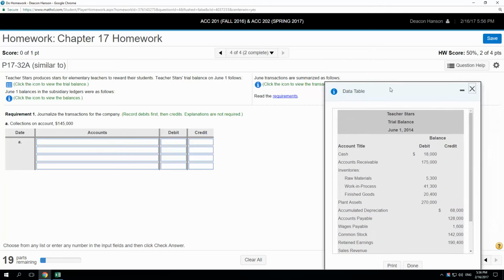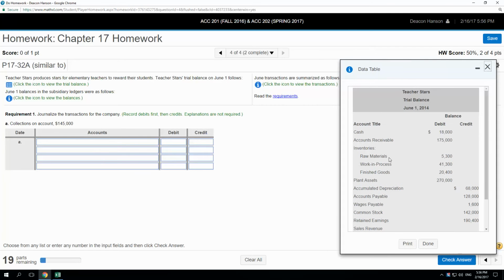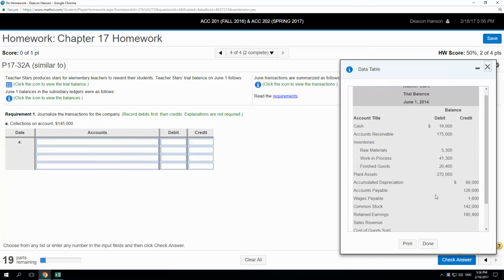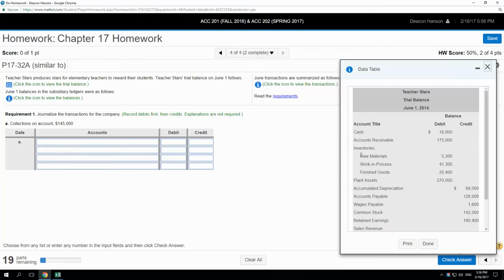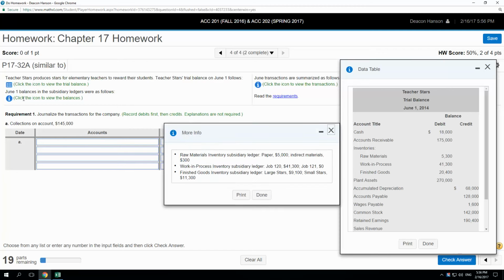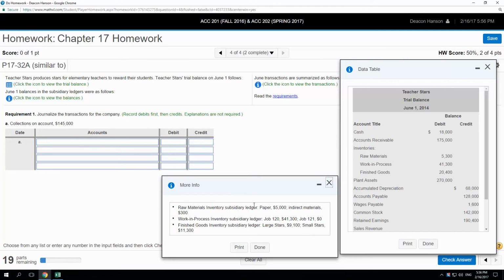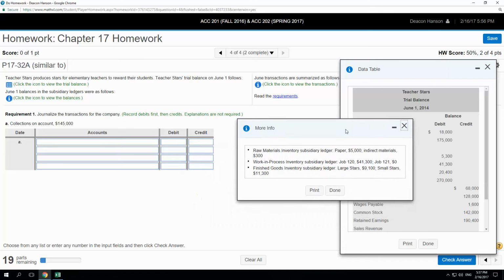So I got the trial balance here, and it shows me all of the accounts that the company has. Notice there's three inventory accounts: raw material, work in process, and finished goods. Then we have these subsidiary balances. So it's showing me, this is what I'm talking about.